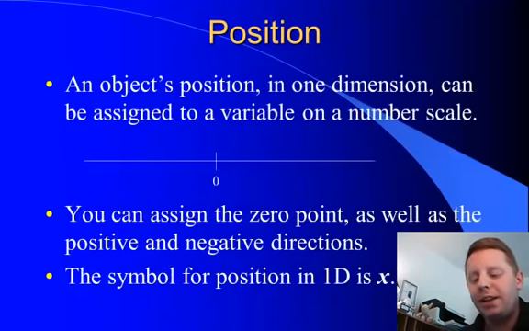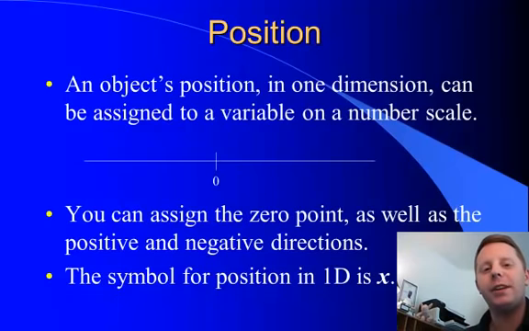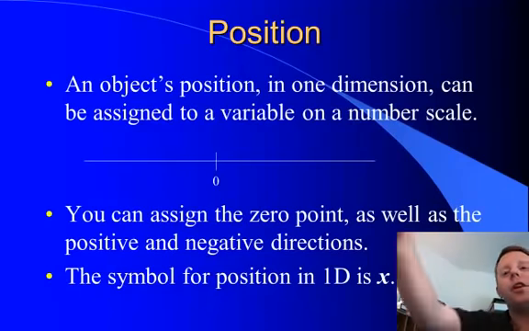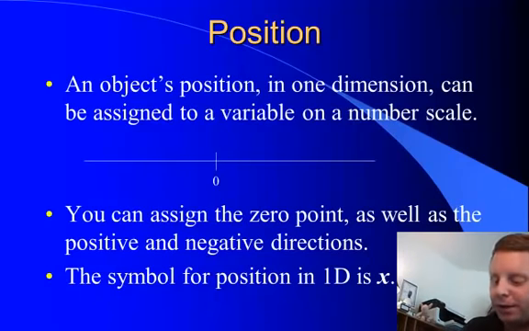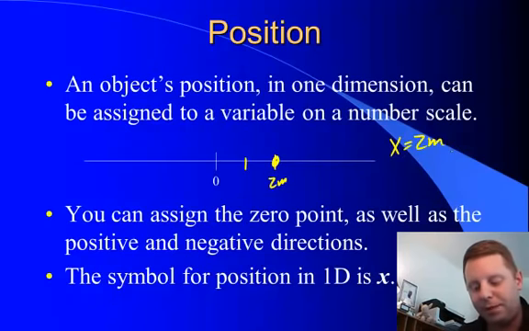So, position. An object's position in one dimension we can assign to a position on a number scale. We can set the zero wherever we want, we can set whichever direction we want to be positive, as long as we're consistent within that problem. So if I set my current position where I am right now, and I call that 0, and I call out in front of me the forward direction, if my dog was 2 meters in front of me, my dog's position would be at 2 meters. I would say my dog's position x is equal to 2 meters.